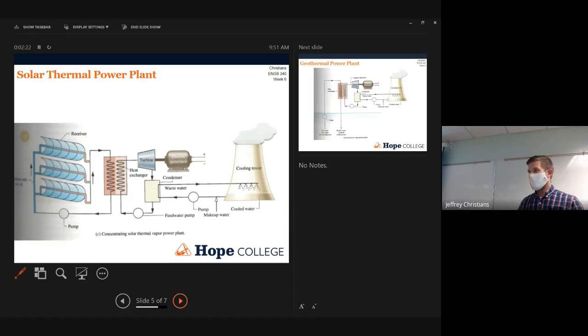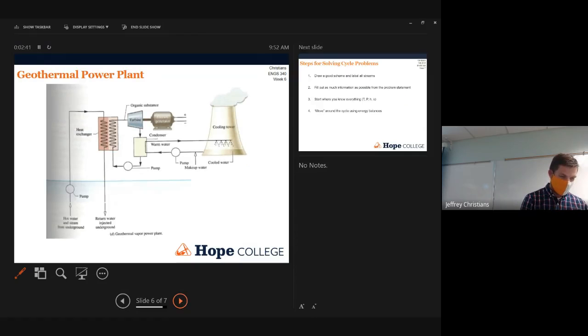A solar thermal power plant, same thing, different heat source. Here's our Rankine cycle right here. And we have some extra stuff going on. We can still have cooling towers. We have extra stuff going on over here where we're capturing thermal energy from solar. A geothermal plant, same thing. Here is our Rankine cycle.